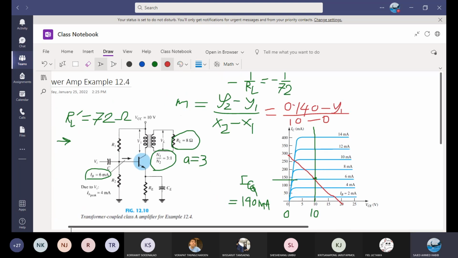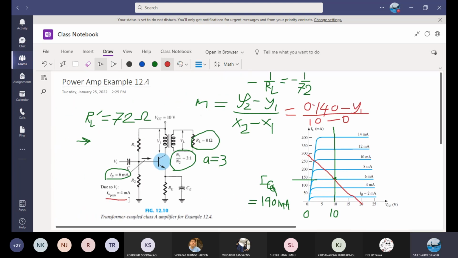Then what you have to do next, it is given a peak of 4 milliamp due to the input signal. So 6 milliamp plus 4 is 10 milliamp. You have to stop right here. I'm going to put the stop point here. It will not go all the way to the top. This is IC max.